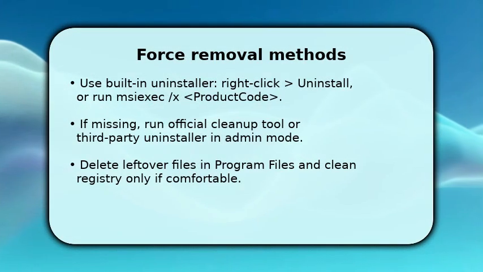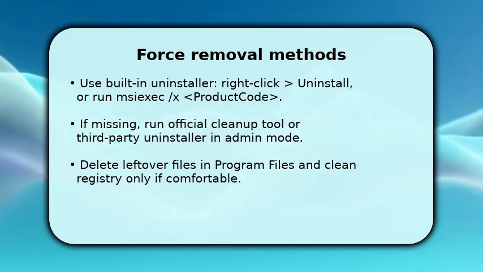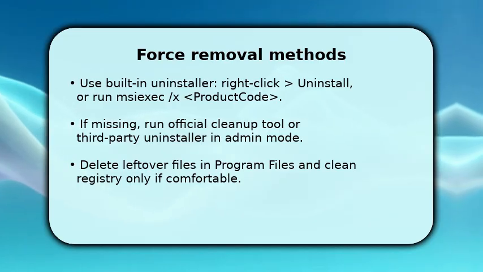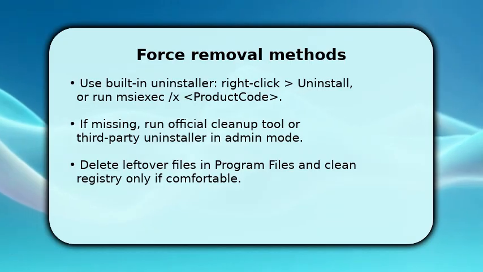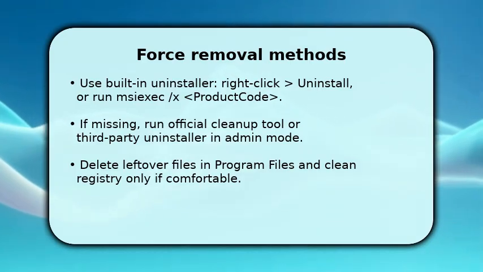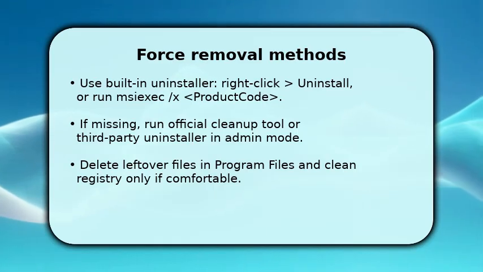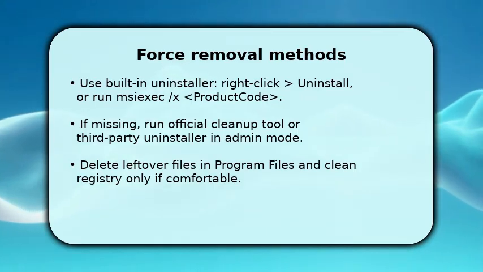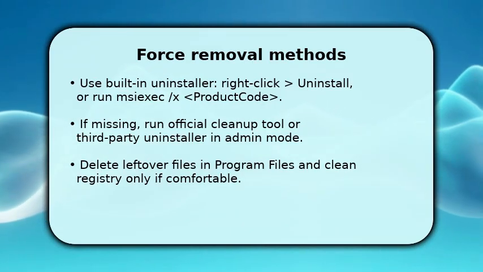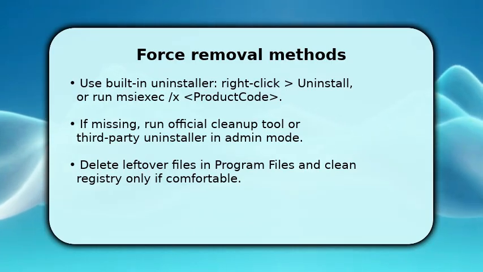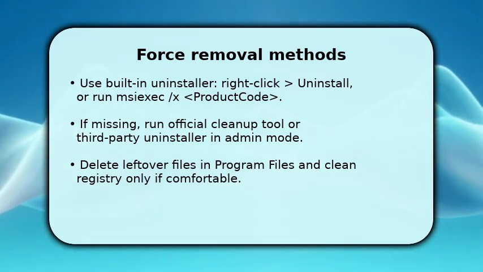You'll now escalate to force removal techniques when the system reports Windows cannot find the uninstaller. First, try msiexec with the product code or the program's built-in uninstaller run as admin. This often succeeds. If not found, download the vendor cleanup utility or run a reputable third-party uninstaller in elevated mode to remove files and service entries. Once those finish, inspect program files and app data for leftovers, and, if comfortable, clean orphaned registry keys. This removes broken references that cause the error.